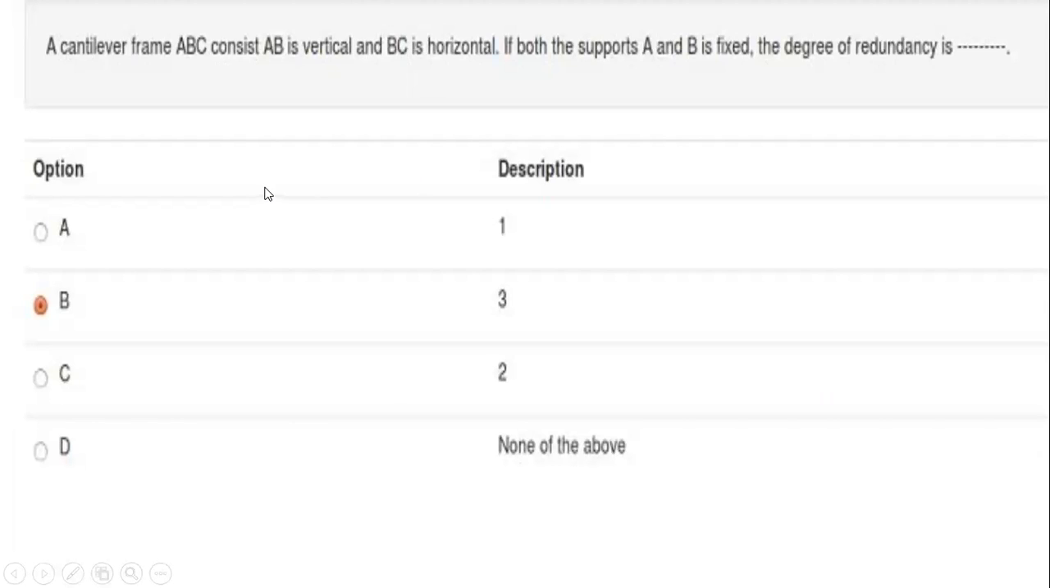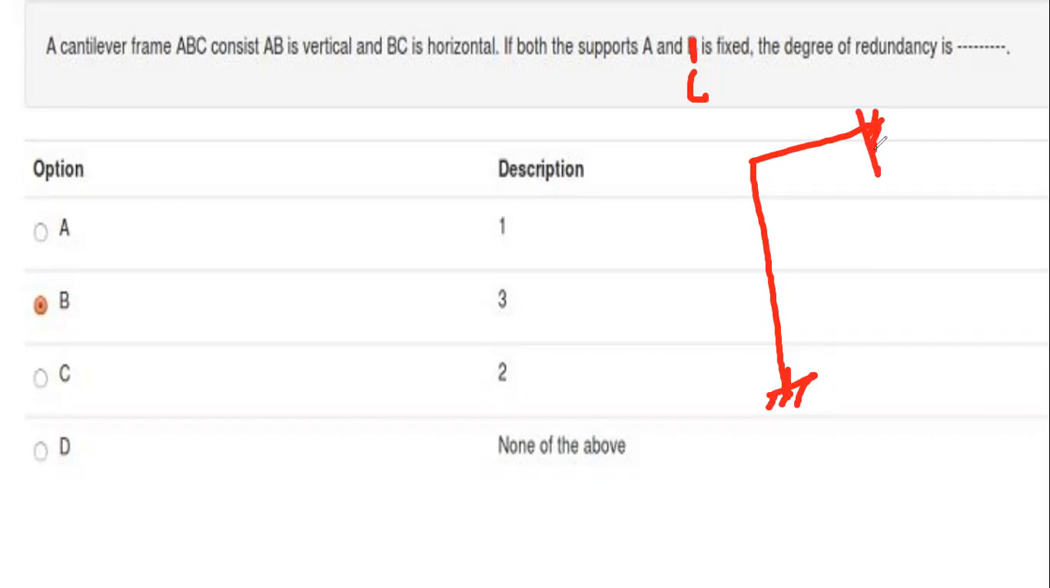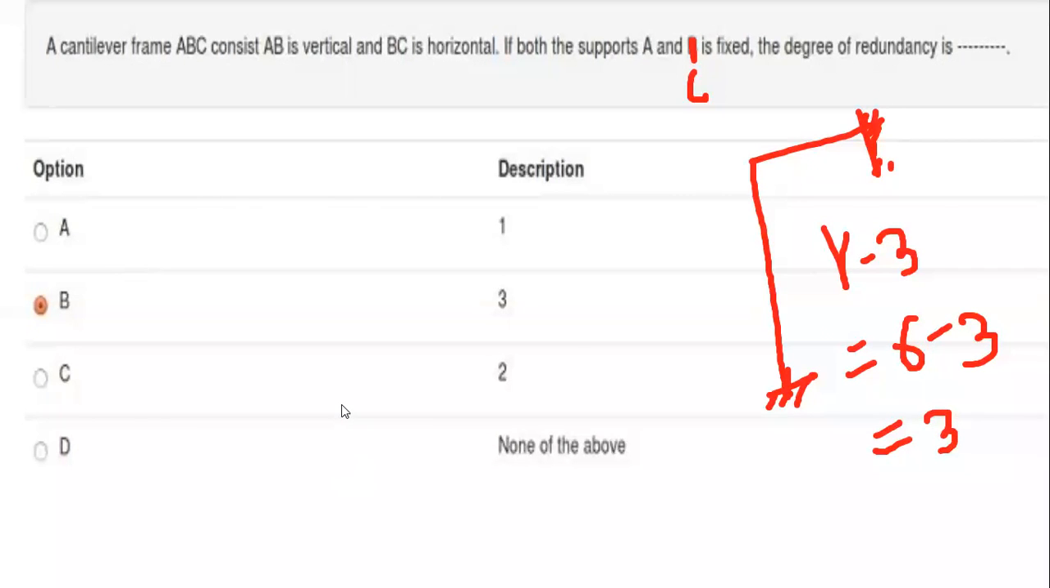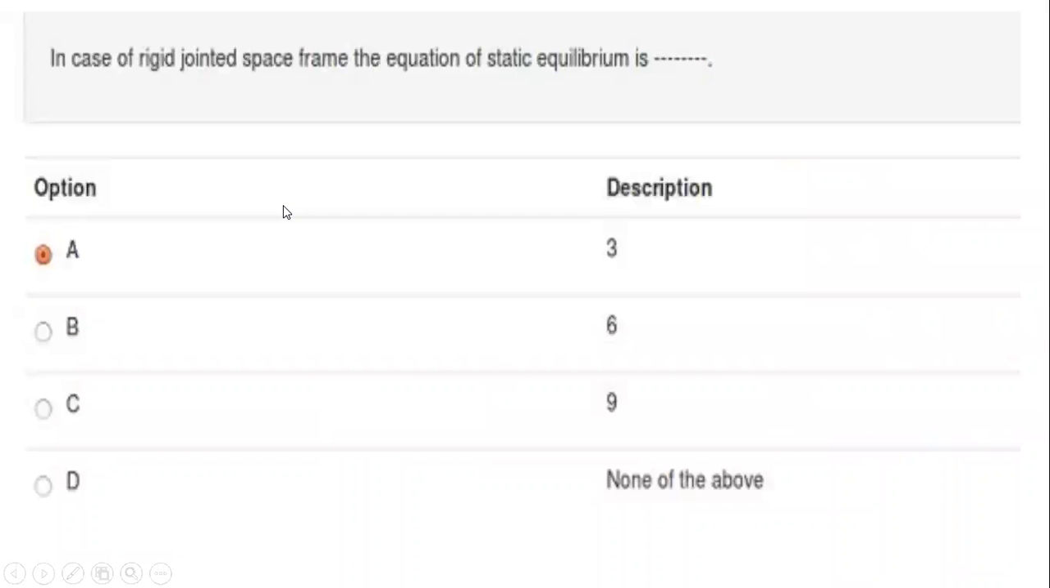A cantilever frame ABC consists of AB vertical, BC horizontal. Both supports A and C are fixed. Degree of redundancy is. So again, this is the open frame, or we can say a T-shaped frame. So DSI is equal to R minus 3. There are two fixed supports, so unknown reactions are 3 plus 3, 6. 6 minus 3, so DSI will be 3. So the answer is option B. These are the MCQs from unit number 1.